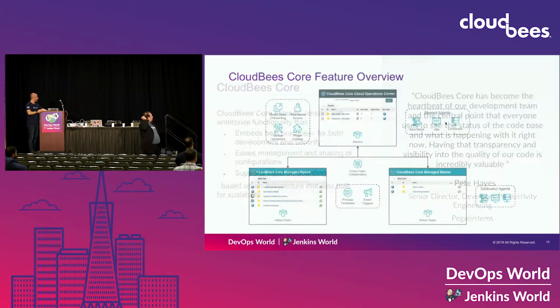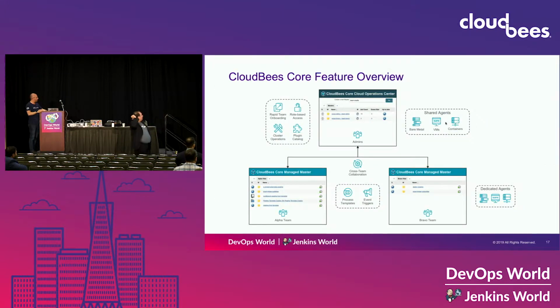So what we do here, there we go. I just want to give you a quick overview of the architecture of the CloudBees Core software. You've probably seen a lot about this elsewhere at this week's DevOps World, Jenkins World, so I won't belabor it. Just wanted to talk about a couple of the components there.